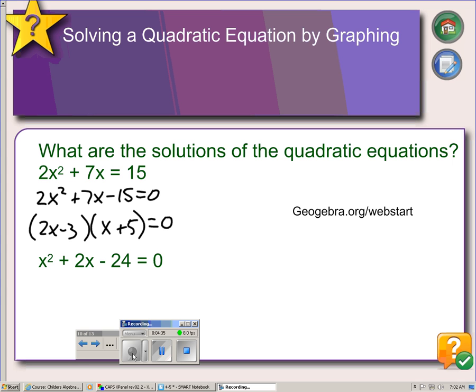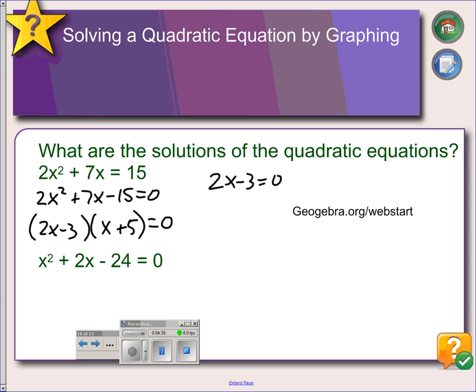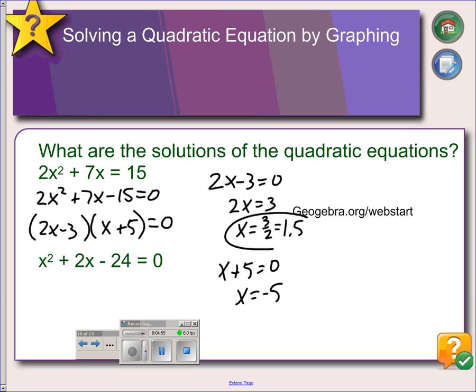Using the zero product property then, 2x minus 3 equals 0. If we add 3 to each side, we have 2x equals 3. And dividing by 2 on each side, we get 3 halves. 3 halves is equal to 1.5. Or x plus 5 equals 0 when x is negative 5. So we get these two solutions right here.